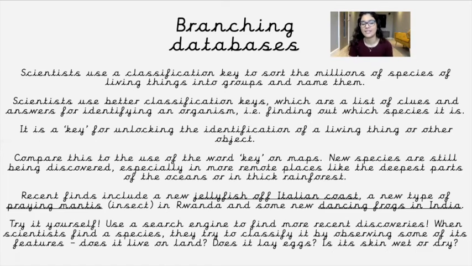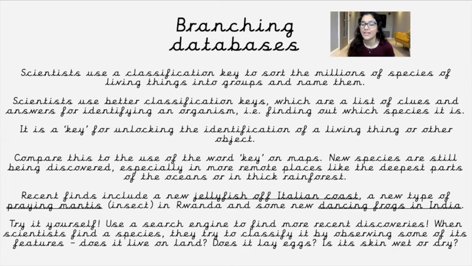Now, new species are still being discovered, especially in more remote places, like the deepest parts of the oceans or in thick rainforest. Recent finds include a new jellyfish off the Italian coast. You have a new type of praying mantis, which is an insect. They found that in Rwanda. And you also have some new dancing frogs in India. Now, try it yourself. I'd like for you to use Google and find more recent discoveries.